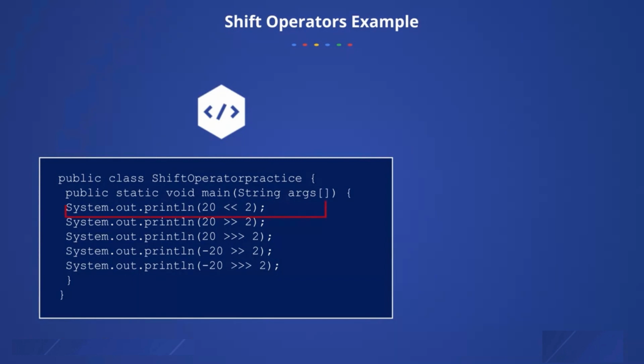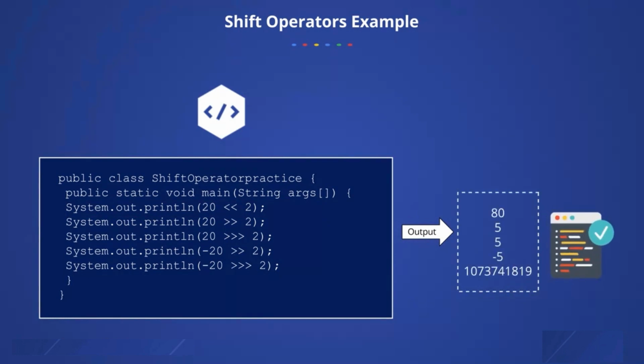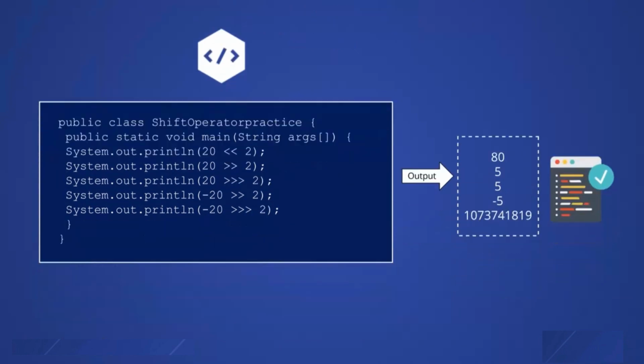So here you see 20 less than 2, it actually moves 2 bits of it, and there will be a binary value coming out. That binary value converted to decimal is 80. Similarly, you can try for others, and when you do just a binary calculation, you can get these numbers altogether.